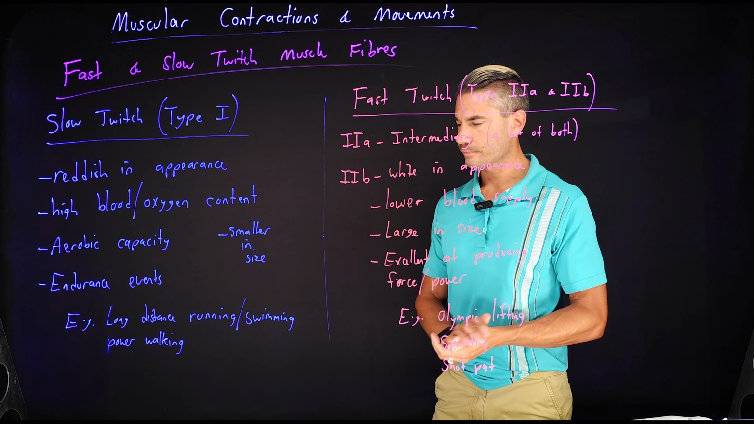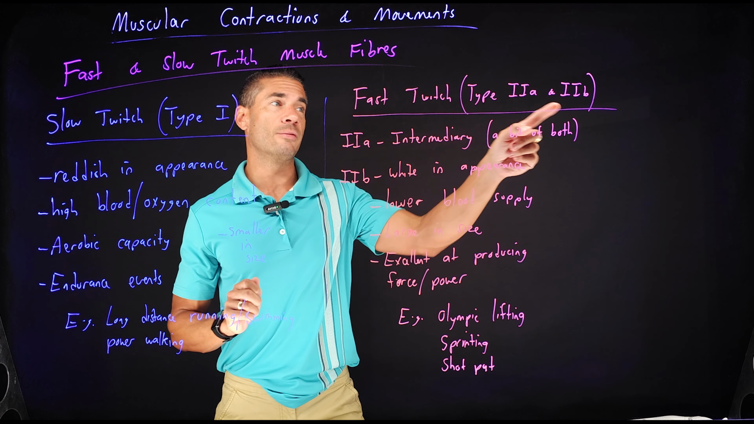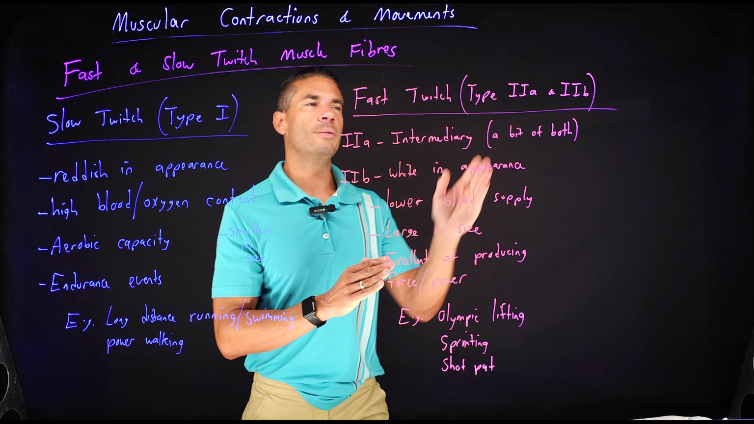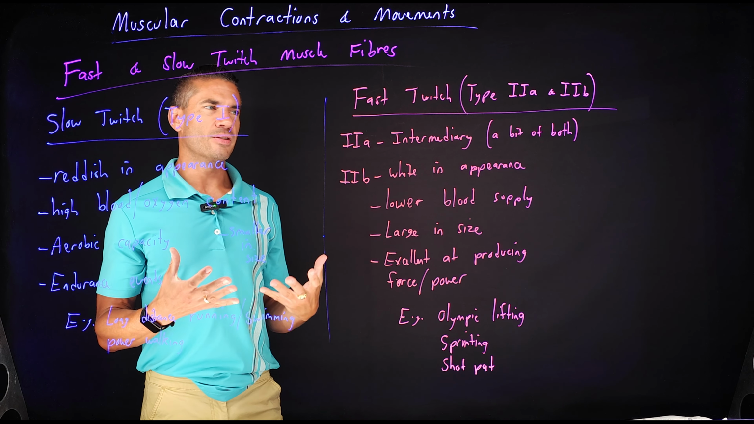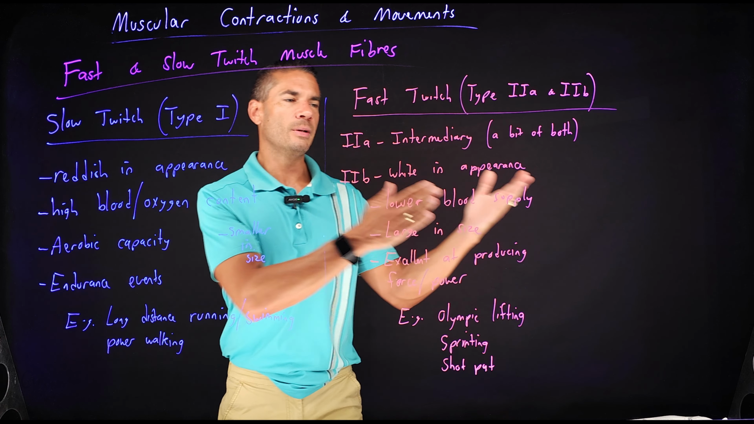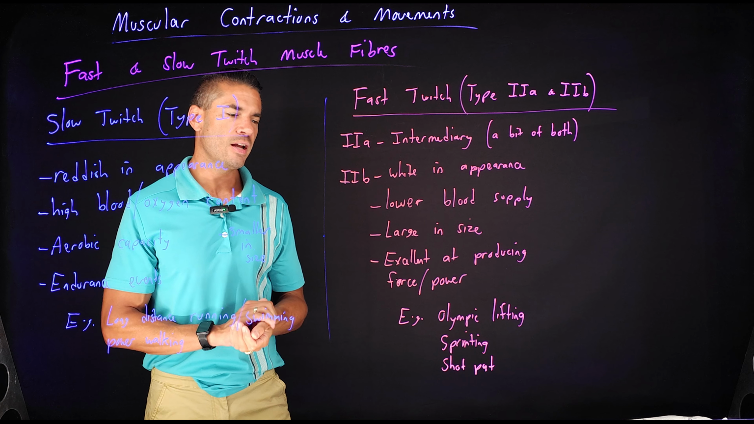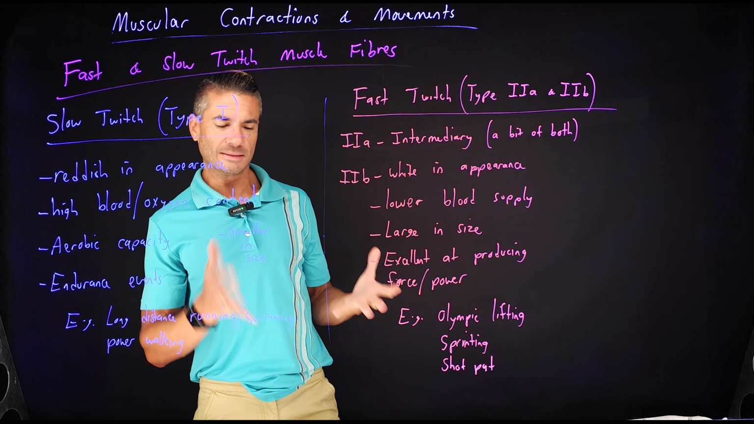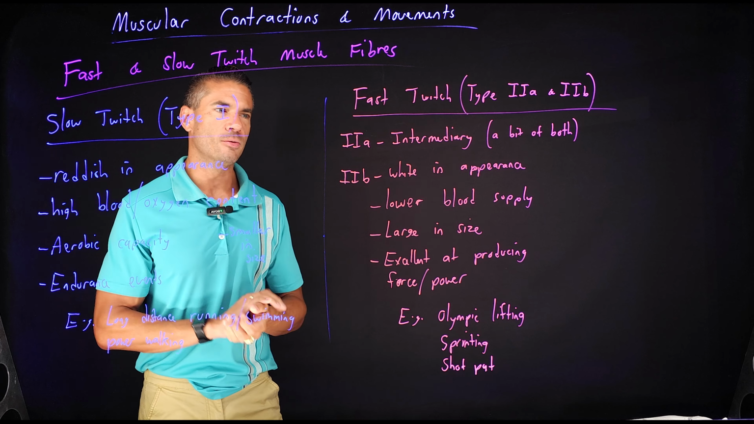All right. On the very opposite end of the spectrum, we have type 2B, and somewhere in between we have type 2A. So type 2A, we call them intermediary fibers, all right? So they're a bit of both. They have a little bit of this capacity and a little bit of that capacity. They still fall into the type 2 category, but they're neither here nor there. So when we talk about fast twitch, we're mainly referring to type 2B fibers.